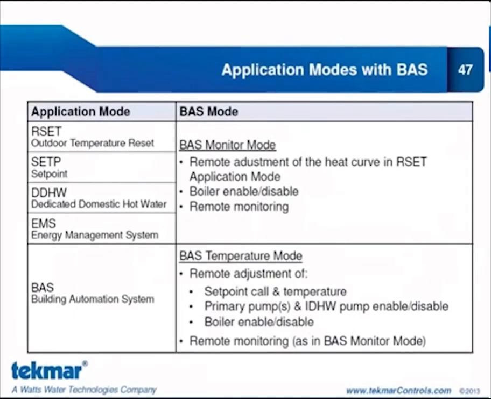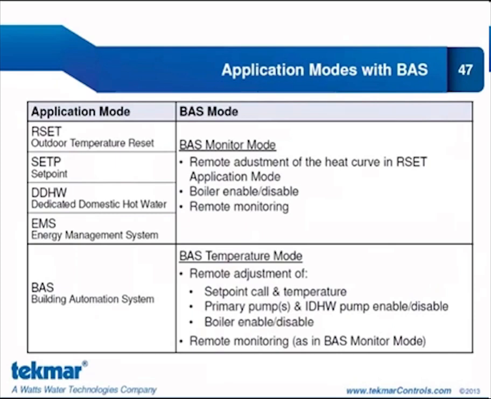As you can see, there are two BAS modes. There's BAS monitor mode, and there is BAS temperature mode. Let's start with BAS monitor mode. This is available if you are in application mode reset, set point, dedicated domestic hot water, or EMS. So any one of these 4 application modes will allow you to turn on the BAS monitor mode. Now, what does the BAS monitor mode allow you to do? Well, it will allow you to remotely monitor your system, so the 284 will communicate performance monitoring indicators to the BAS via BACnet or Modbus. You can also enable or disable boilers.